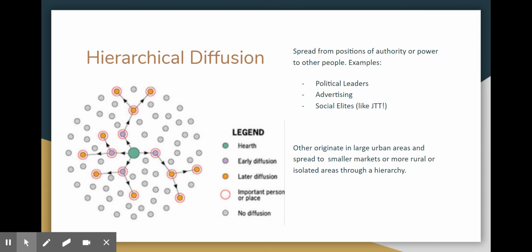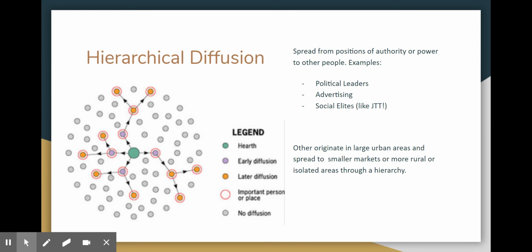Advertising itself is hierarchical diffusion, right? Companies and celebrities have social and economic power, and they use that to diffuse downward to the rest of us, right? To diffuse into populations what they want us to do. I guess, I don't know, maybe not. And then social elites like JTT, which is a joke that you probably don't get, so that's okay.